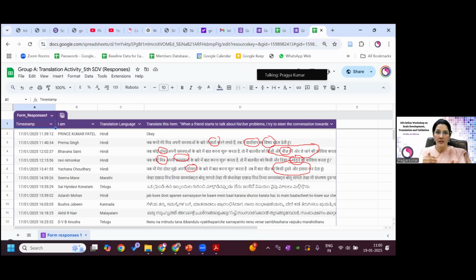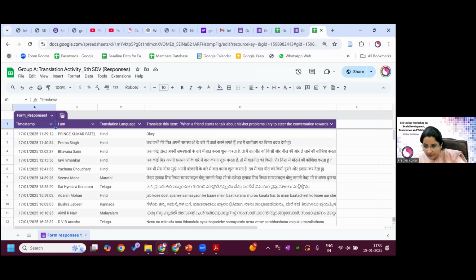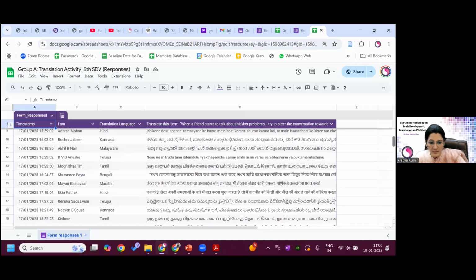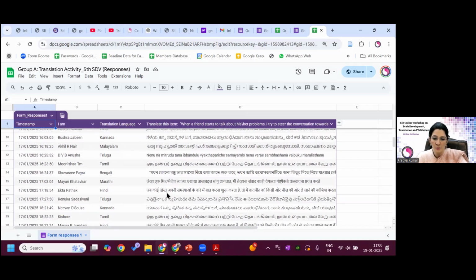Means when you give this to a person who has to fill it in as a self-administered questionnaire, then, as we have just shown you, there is the error. People might understand it differently. Again, if I come down, Ekta has also written "जब कोई दोस्त". So now she has written "दोस्त अपनी समस्याओं के बारे में बात शुरू करता है तो मैं बातचीत को किसी और चीज की ओर ले जाने की कोशिश करती हूँ".